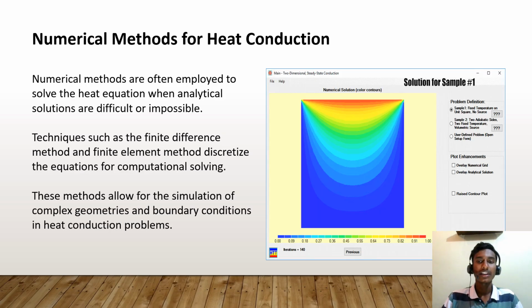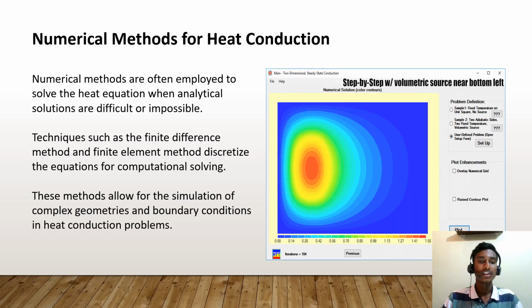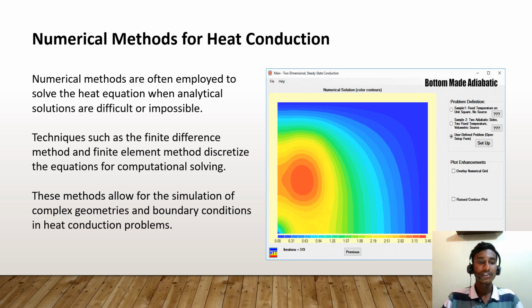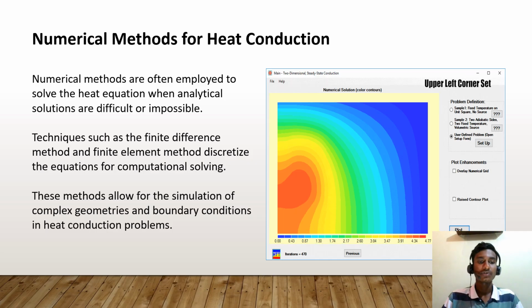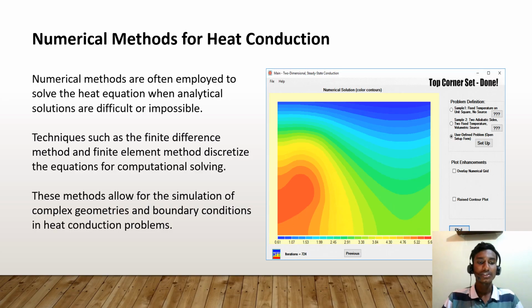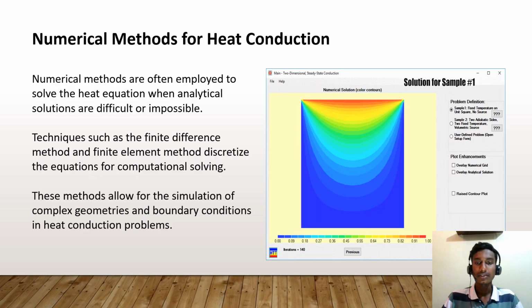Numerical methods for heat conduction. Numerical methods are often employed to solve the heat equation when analytical solutions are difficult or impossible. Techniques such as the finite difference method and finite element method discretize the equations for computational solving. These methods allow for the simulation of complex geometries and boundary conditions in heat conduction problems. These are heat flux vectors which are represented here. The heat transfer.